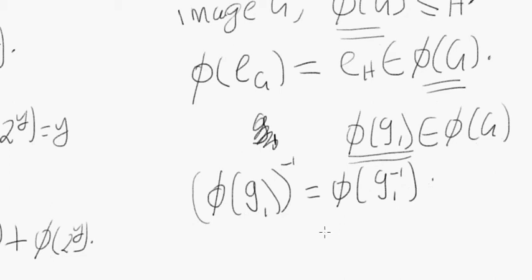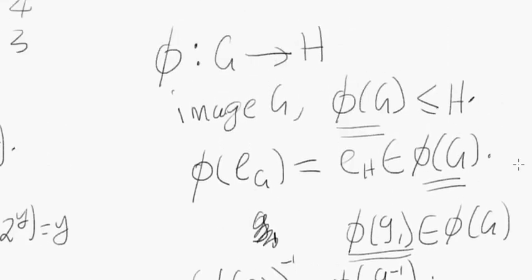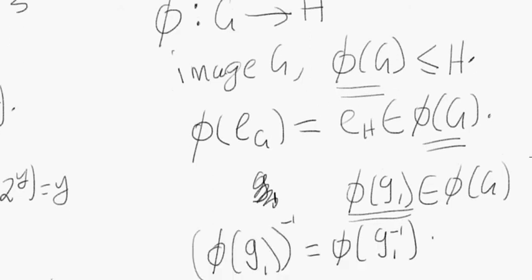And then the other thing we need to check is associativity. But associativity follows because H is a group, phi of G is a subset of H, and since we're using the same operation as in H, because associativity holds in H, associativity also holds in phi of G. Phi of G just inherits associativity from H.